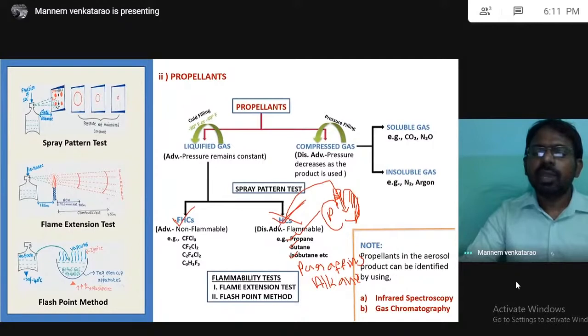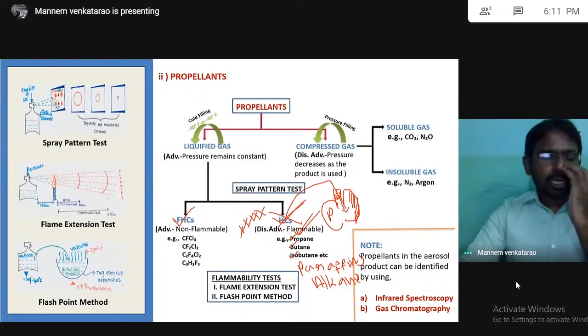Why? Because of their flammable property. A question asked two times: which propellants are not recommended in inhalation aerosols? Hydrocarbons. Why? Because of flammability. Due to the flammable property, they are not used for inhalation purpose. Once you inhale, what happens? In the lungs there is high pressure. Due to the high pressure, it is subjected to some stresses, thereby causing a burning sensation to the mucous membrane and also high irritation. That's why it is not recommended for inhalation purpose.